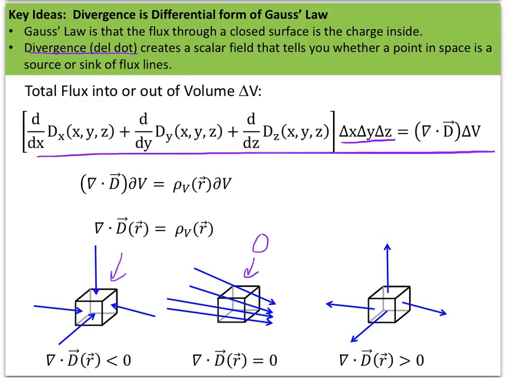If you have flux rays exiting and not entering, you end up with a positive number for the divergence. So basically the divergence of the flux D will tell you whether or not there's charge at that location and whether it's a positive charge or a negative charge when you have a charge distributed over a volume.